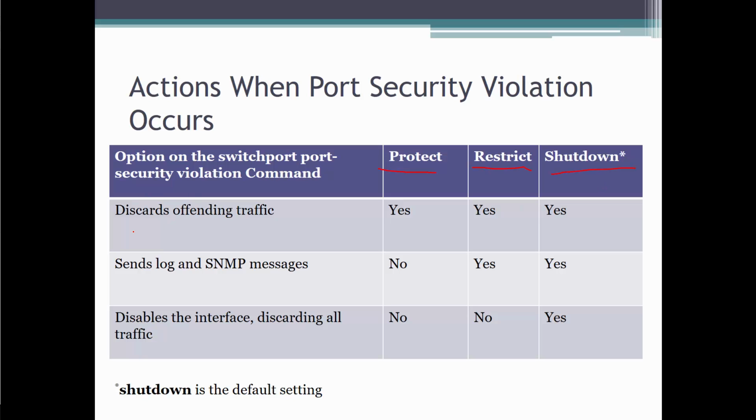If we get a violation, can we discard offending traffic? If we're in protect mode, yes. If it's in restrict mode, yes. If we're in shutdown mode, yes. Meaning, in any of these modes, it will discard offending traffic. If we want to send logs to an SNMP or a log server, in protect mode, it won't do it. In restrict or shutdown, yes. Lastly, if we disable the interface, discarding all traffic, protect and restrict will be a no, and shutdown will be a yes.